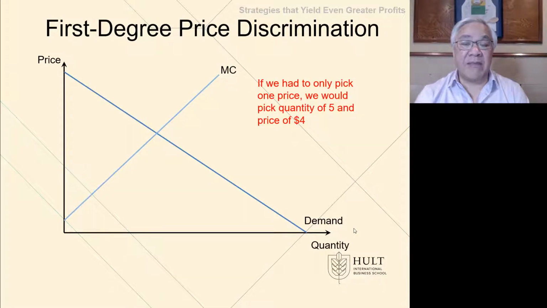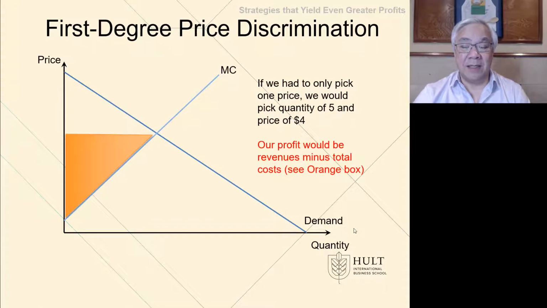Let's look at how this would work in terms of capturing the consumer surplus. Let's start with the demand curve and marginal cost. If we only had to pick one particular price, we would pick where the quantity of 5 intersects the demand curve, and we would have a price of 4. So this is how we would derive it. We've done that many times. And our profit would equal the gap between the revenues and the total costs.